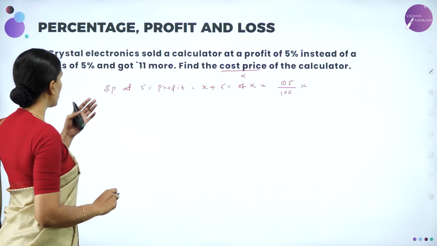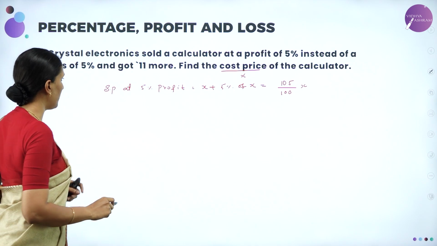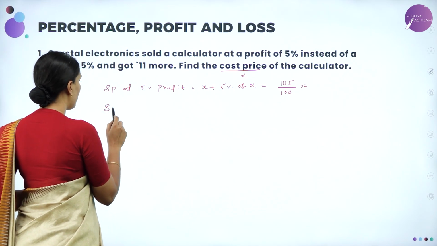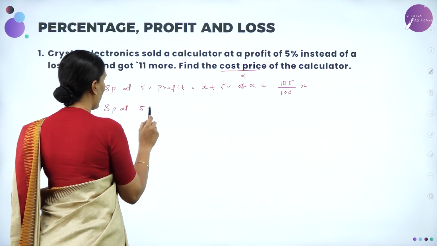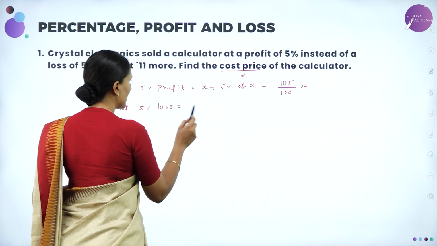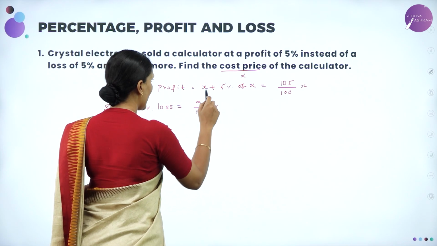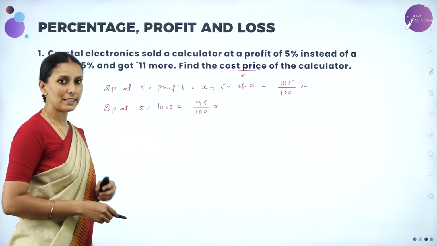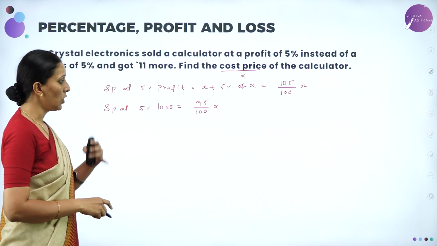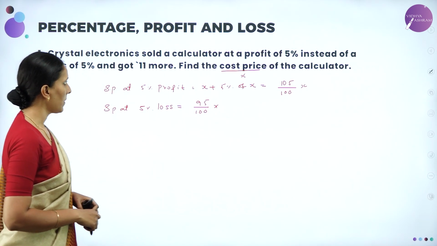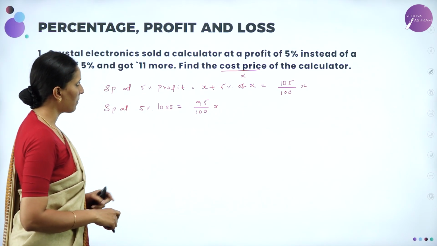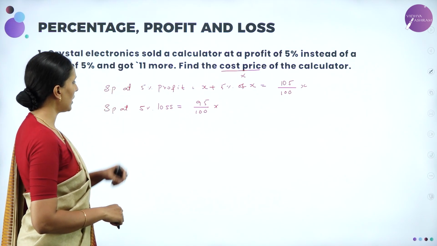They were supposed to sell it at a loss of 5%. So therefore, the selling price at 5% loss is nothing but 95 by 100 X. So that is X minus 5%, which is obviously 100 minus 5, that is 95 by 100. Now the difference in the selling price is given, that is 11.